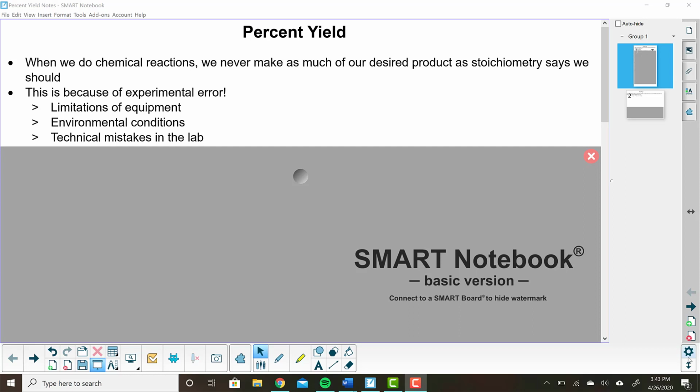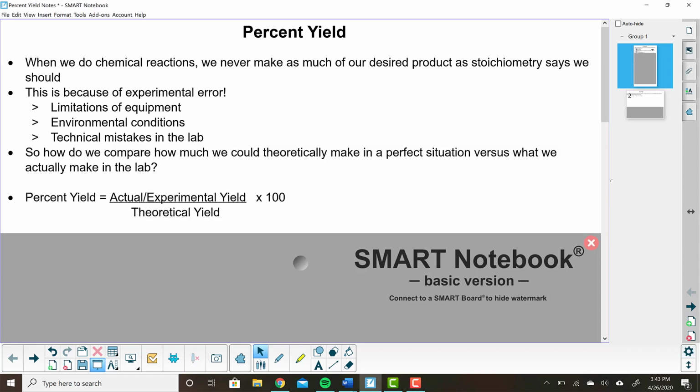So there are a lot of things that can happen during the lab that we can't control, but there are some that can. Those are the errors that we make. And that all brings us to this whole percent yield idea. The question is, how can we compare how much we would theoretically make if everything went perfectly according to plan versus what we actually made? So how can we compare the theoretical amount to the actual amount?